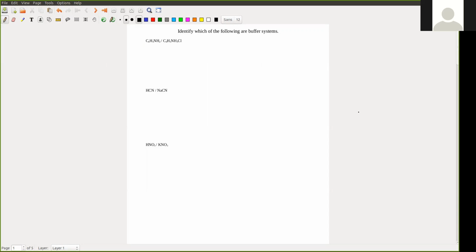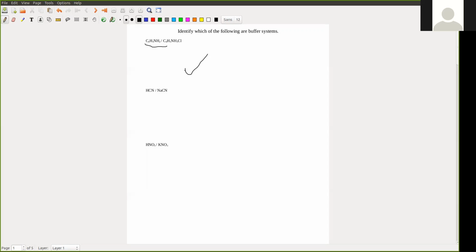So let's get started. All you have to do is identify whether or not the species that is listed has a weak acid or a weak base and its conjugate. So in the first one, we have aniline, which is a weak base, and aniline hydrochloride, which is ionic. It's coupled with a chloride ion, but otherwise, if you remove the chloride, it's the conjugate acid of aniline. So this one is in fact a buffer system.